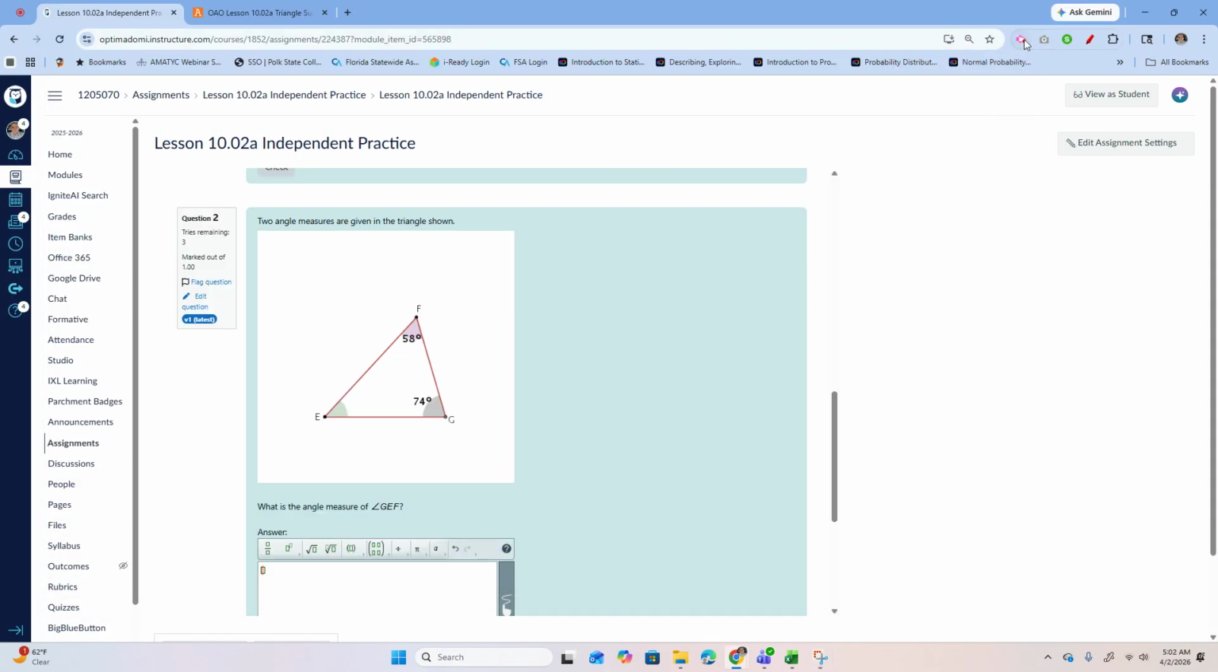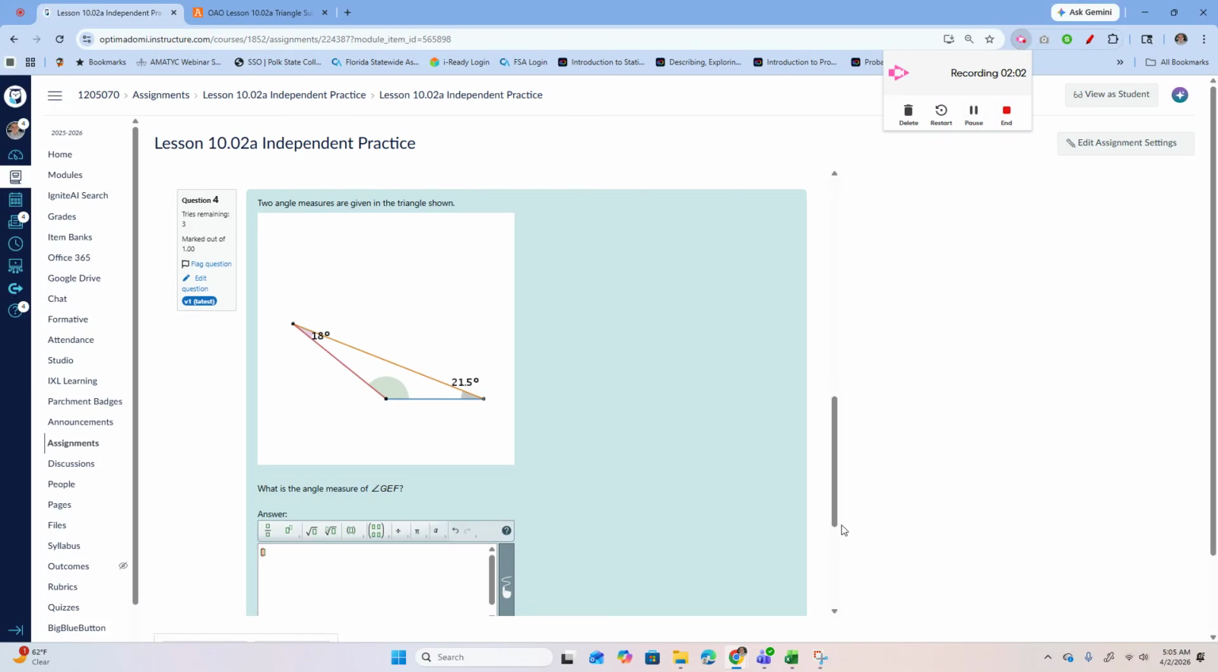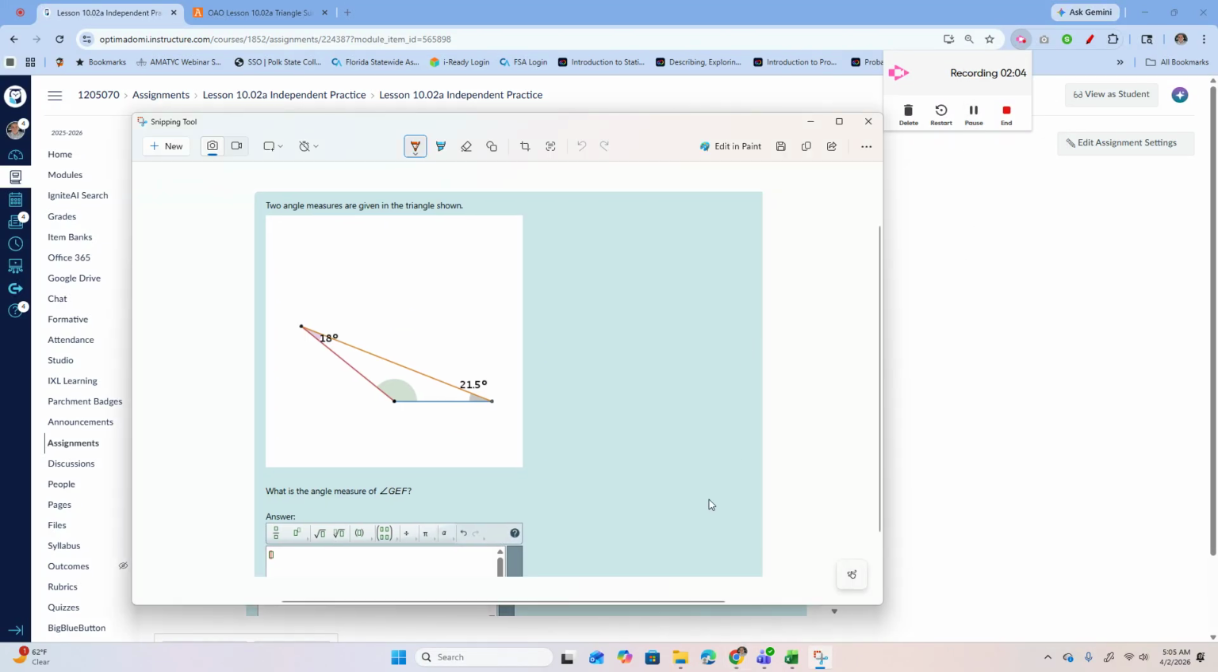Let's do another one. So let's do another problem. So here is another triangle, and they're asking you to find this angle right here. Because the one on the top here, you can see is 18 degrees. The one on the bottom here is 21.5 degrees. So we're being asked to find that one.